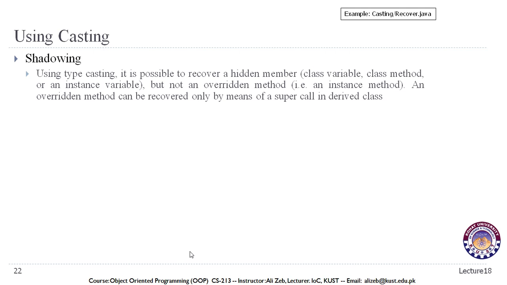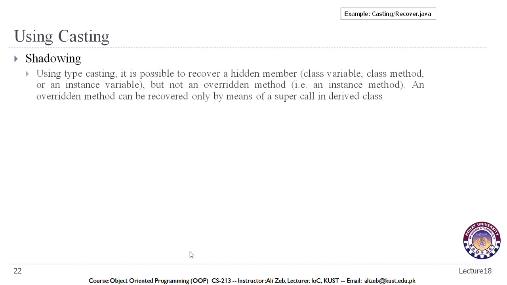Using casting. Why do we need to use casting? Using typecasting, it is possible to recover a hidden member. As I said, we may need to use casting if we need to access the methods or fields that have been overshadowed by our objects.